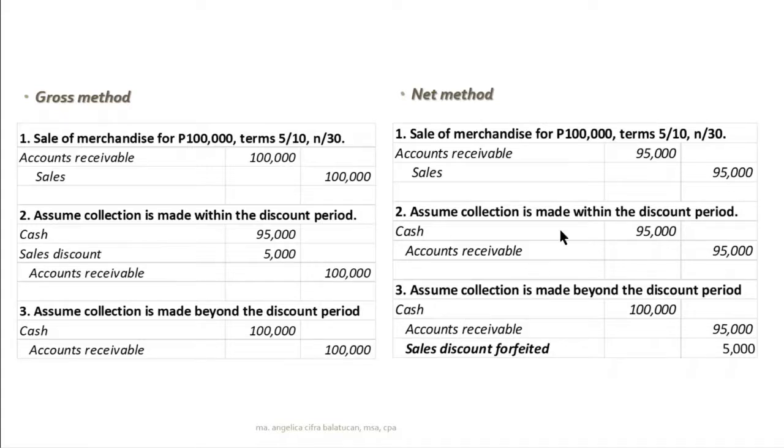For the net method, since we deducted the 5,000 in advance, what are we going to do? So, we credit sales discount forfeited. It is forfeited because no payment was made within the discount period. Now, the chance was missed. So, first, we collect the cash, that's 100,000, and we credit the 95,000 that was recognized here, and then the difference would be sales discount forfeited. Okay.